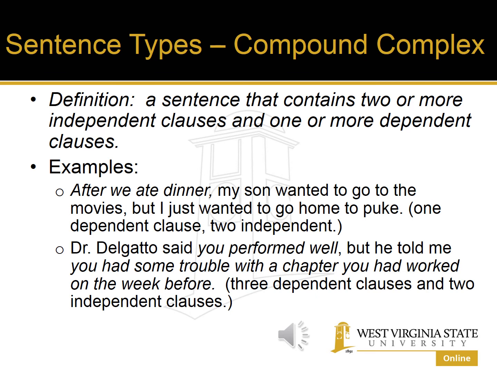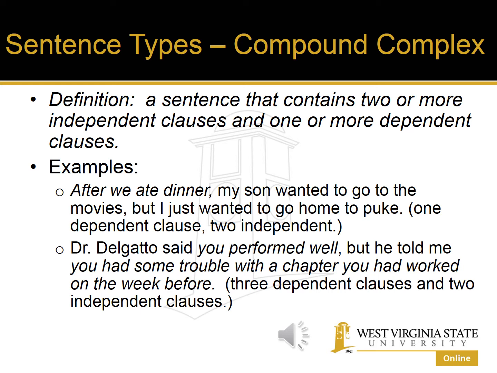The final sentence type in the English language that I want to look at is the compound complex sentence. And as you can guess, if the complex sentence has one independent clause and one or more dependent clauses, then the compound complex sentence is going to have two or more independent clauses and one or more dependent clauses. So it's a combination of the compound sentence and the complex sentence. So let's look at a few examples.